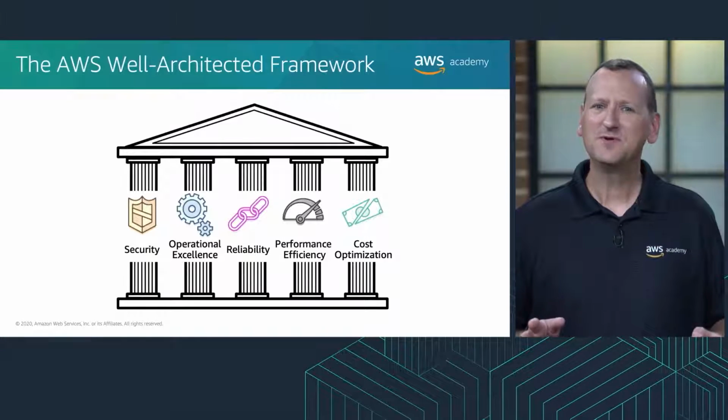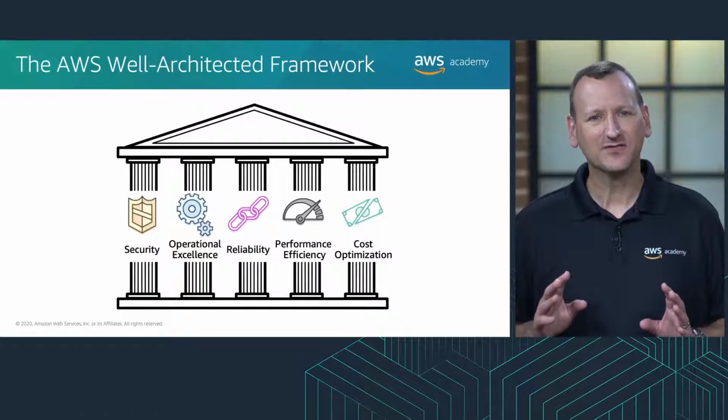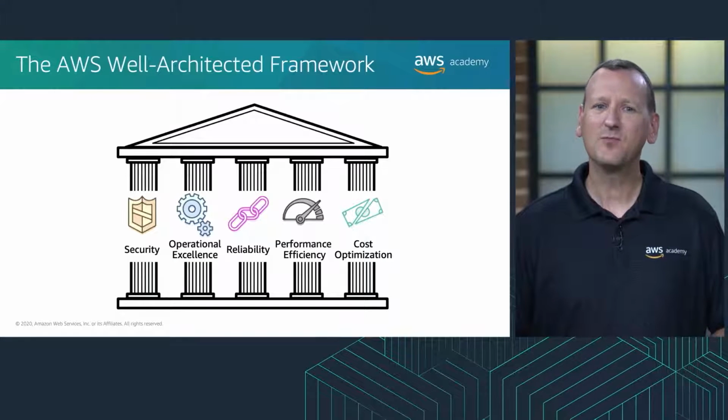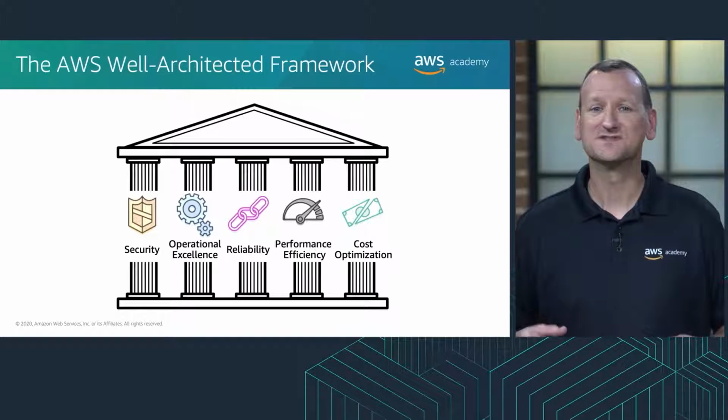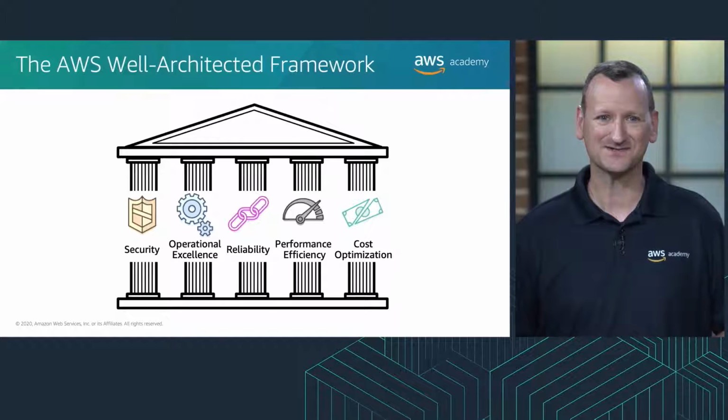Welcome to Section 2, the AWS Well-Architected Framework. AWS developed the AWS Well-Architected Framework after reviewing thousands of customer architectures on AWS. The framework is a guide for designing secure, high-performing, resilient, and efficient cloud architectures for your applications and workloads.